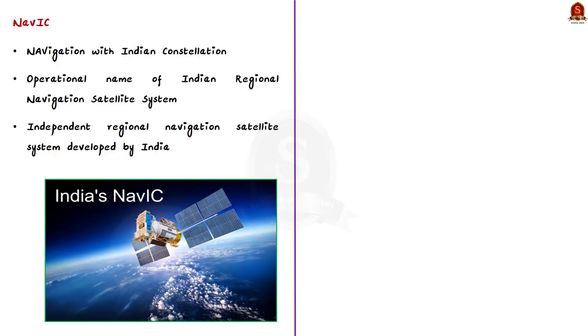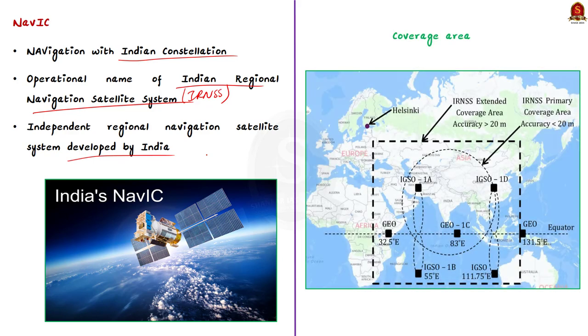So, now we are going to see about NavIC in prelims perspective. So, what is NavIC? First of all, it is expanded as navigation with Indian constellation. Know that NavIC is the operational name of the Indian Regional Navigation Satellite System, IRNSS. As the name suggests, NavIC is an independent regional navigation satellite system developed by India. To put it simply, it is nothing but India's version of GPS. We all know about GPS, right? It is the navigation system of US.